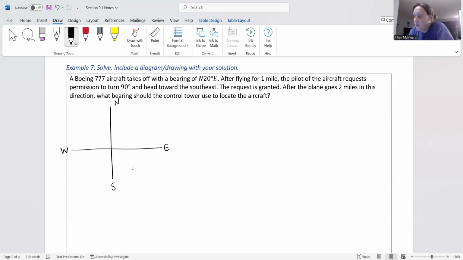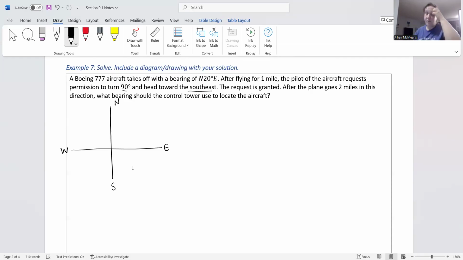All right. So it says a Boeing 777. I don't know what you call it. I'm familiar more with like a 747. Is that a thing? Anyway, so some kind of aircraft takes off with a bearing of north 20 degrees east. After flying for 1 mile, the pilot of the aircraft requests permission to turn 90 degrees and head towards the southeast. Okay, the request is granted. After the plane goes 2 miles in this direction, what bearing should the control tower use to locate the aircraft?